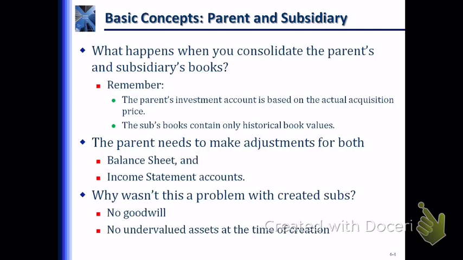So you need to make adjustments to the balance sheet, and you need to make adjustments to the income statement, because the depreciation or amortization of the subsidiary's assets will be different, because the fair market value is different than the book value. So the sub is recording its depreciation and amortization expense based on the book value, but the consolidated entity should be doing it based on the fair market value at the date of acquisition.